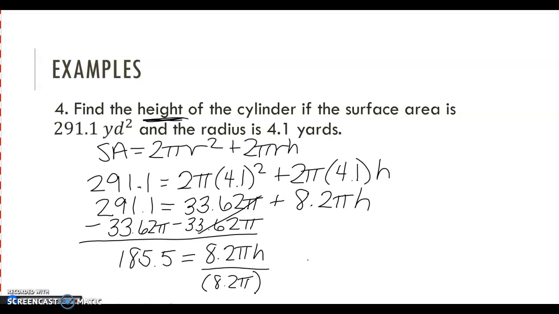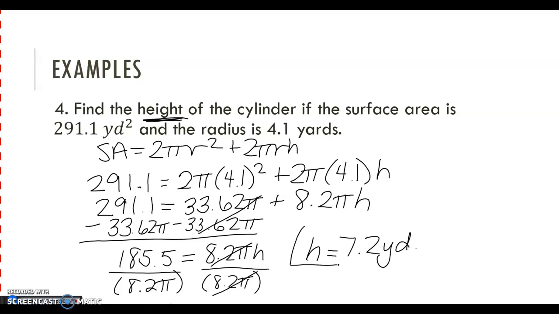Make sure when you divide by this 8.2 pi that you're putting it in parentheses in your calculator, or else it's not going to perform order of operations correctly. So put that denominator in parentheses. And if you do that, you should get a height of 7.2 yards. And again, you can always substitute that 7.2 in, double check that that gives you that surface area that you're looking for.